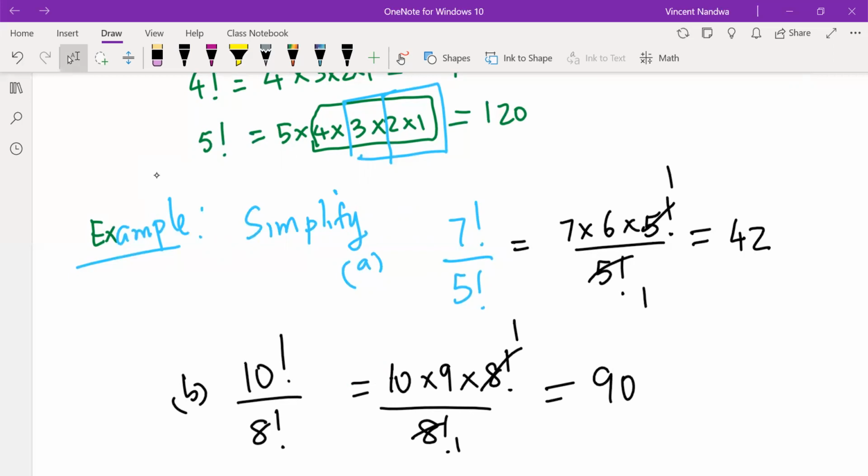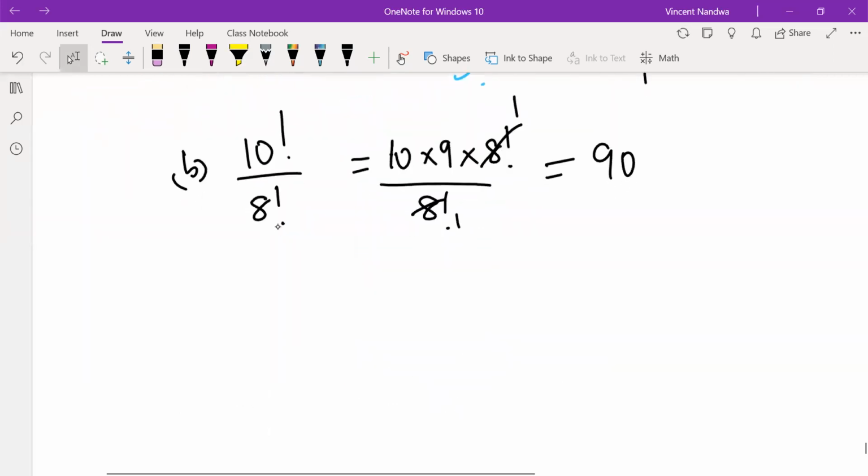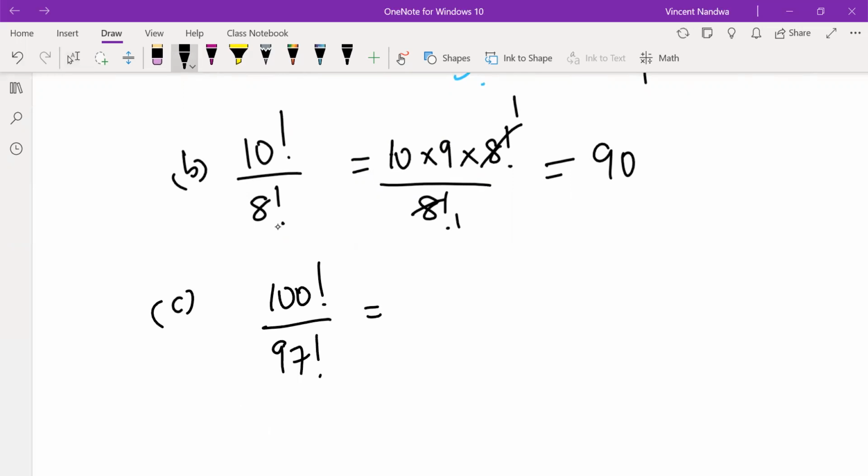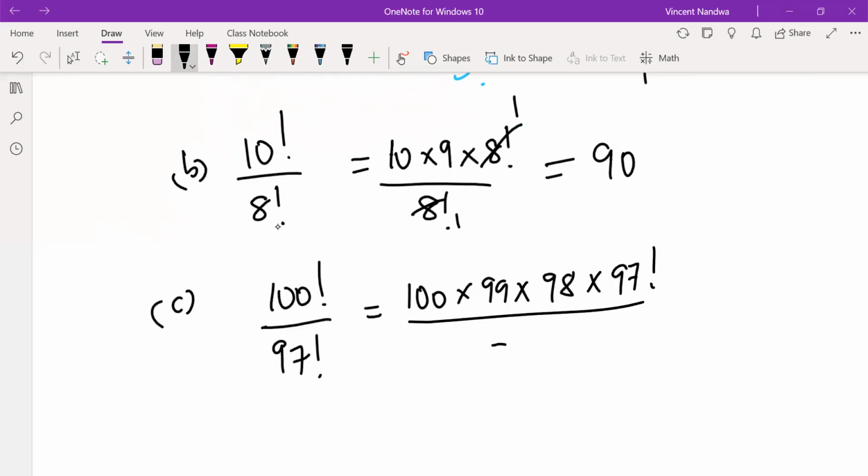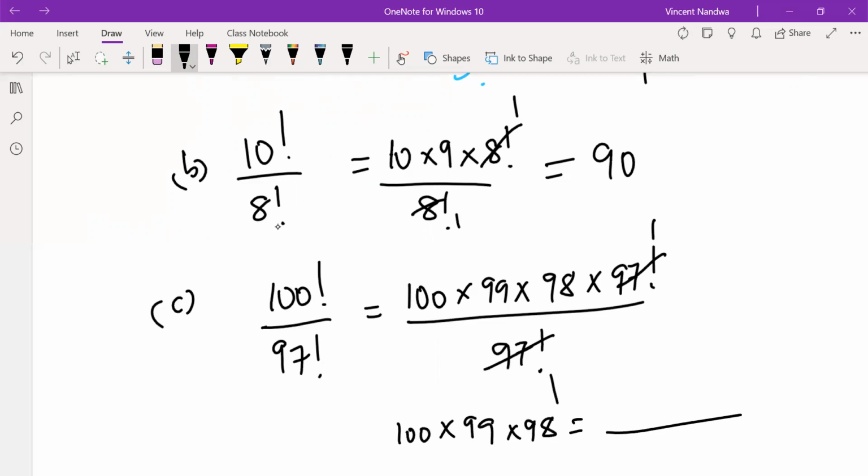Then if you are given, say, 100 factorial divided by 97 factorial, it is the same as 100 times 99 times 98 times 97 factorial divided by 97 factorial, then multiply this. So you can easily work out 100 times 99 times 98 to be the solution.